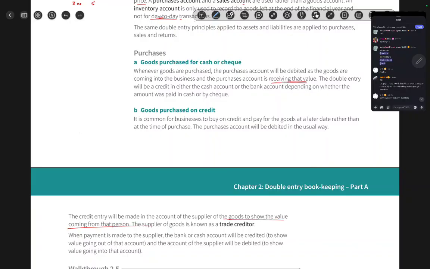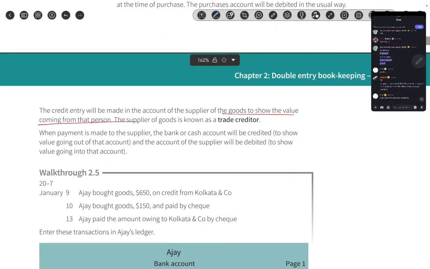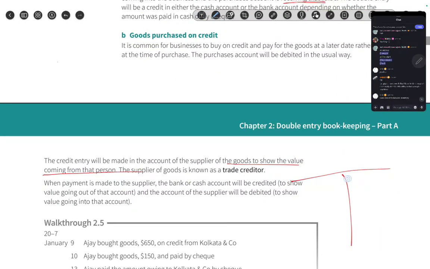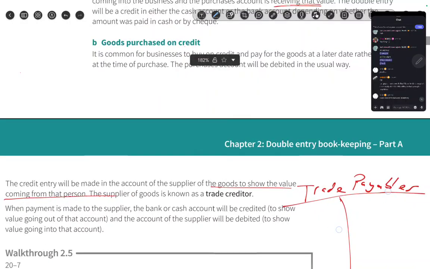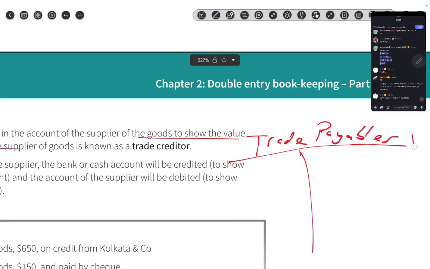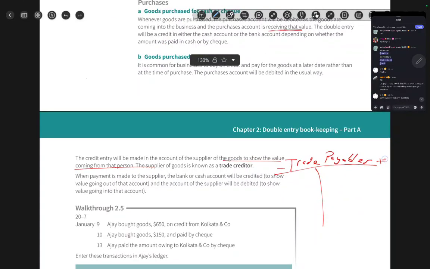Yeah, for a basic level, this is a nice way to understand it. But once you get ahead, you'll have to know that liabilities are credit positive, and every time you credit a liability account, you're increasing the value. When you buy goods from somebody, they become your trade payables, so if you want to increase the value of your liability, you have to credit that account. But let's not make it confusing. Let's keep it easy and simple and just use this to show the goods value coming from that person.